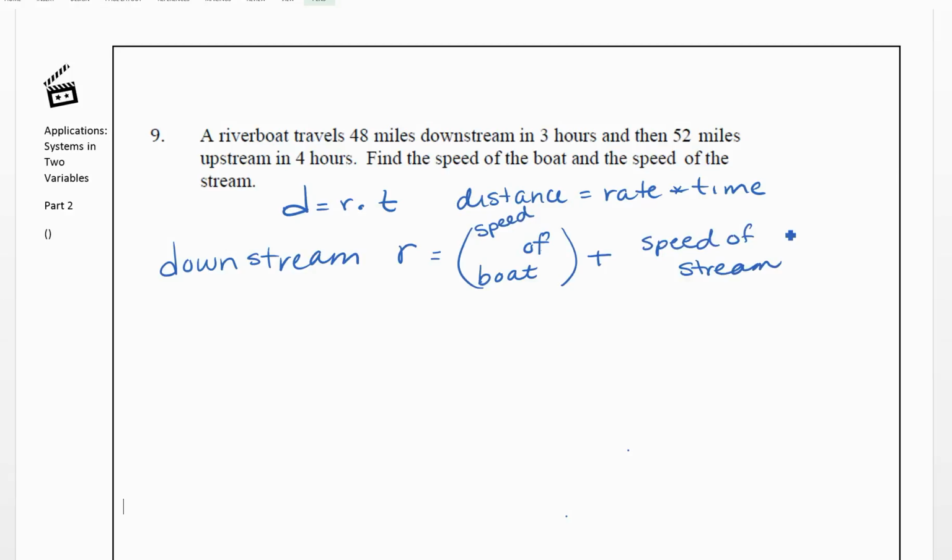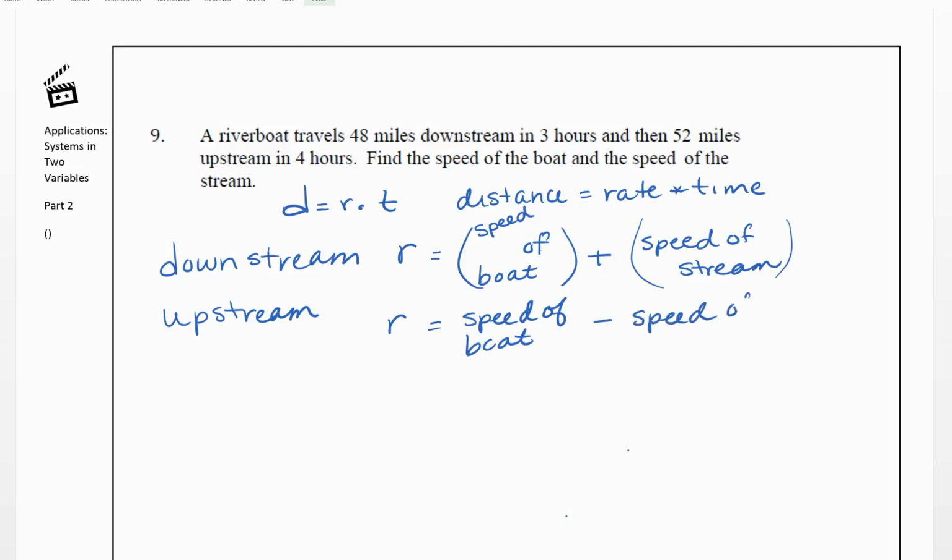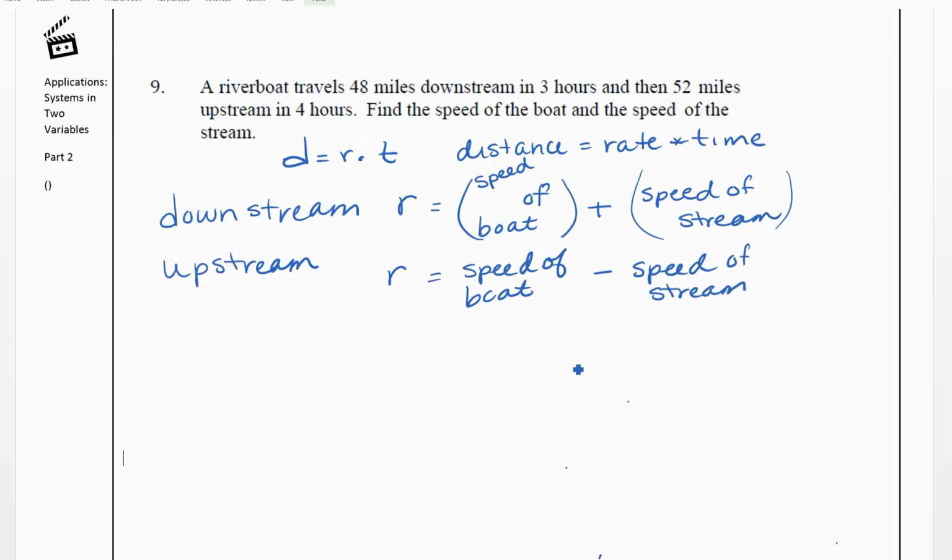Now, when you're going upstream, you're fighting against the current, okay? It's slowing you down. You have to work harder. And so your rate there will be the speed of the boat minus the speed of the stream. Okay, so these are the concepts we're going to use put together to solve this problem.